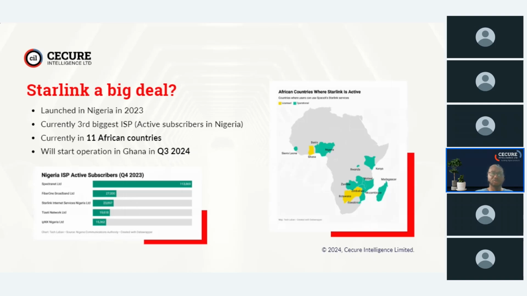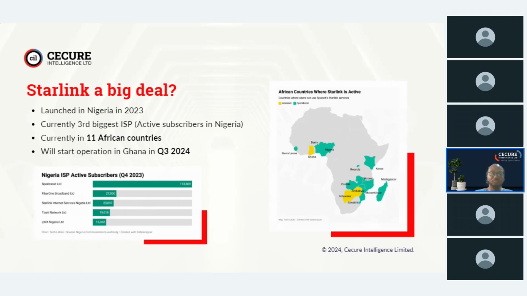So I think everyone knows Starlink, which is the Elon Musk-based satellite company. So they've been launching in Africa. They launched in Africa last year. So they started in Nigeria. They went live in Nigeria last year, and they're already the third biggest ISP, third biggest internet service provider in Nigeria. That's according to active subscriber numbers.